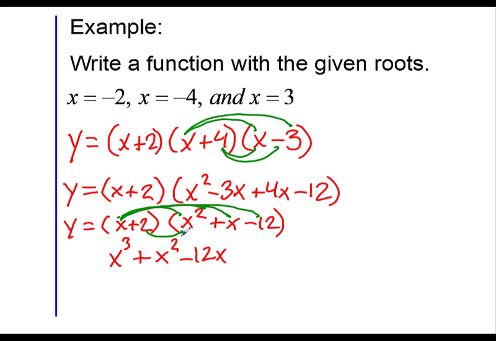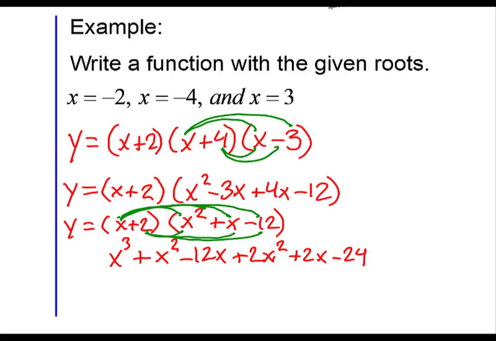Now it's time to do 2 times x squared, 2 times x, and 2 times negative 12. 2 times x squared is positive 2x squared. 2 times x is just 2x, and 2 times negative 12 is negative 24.